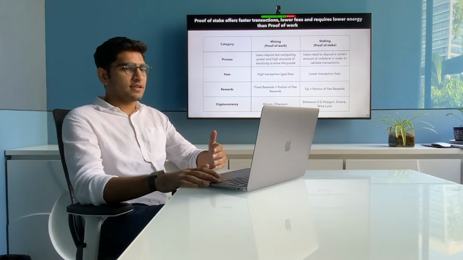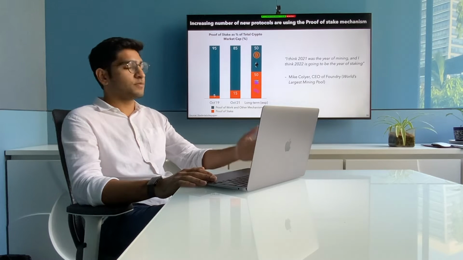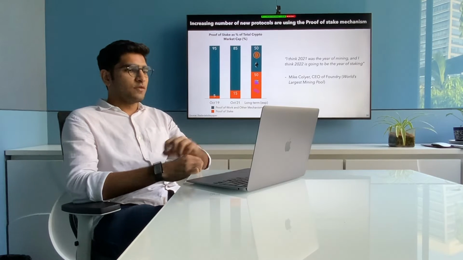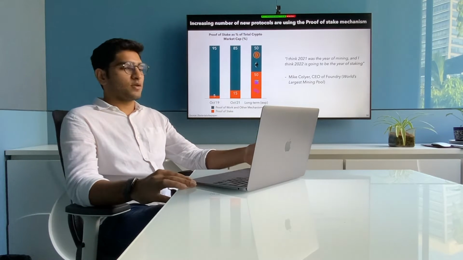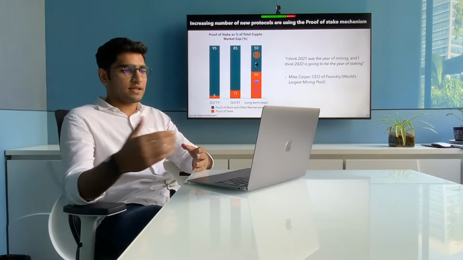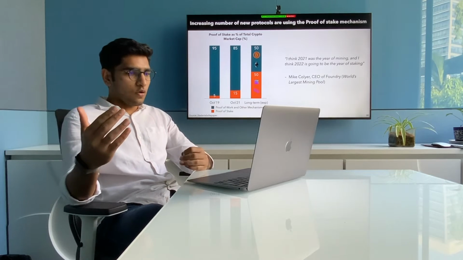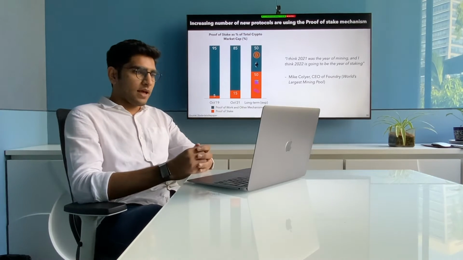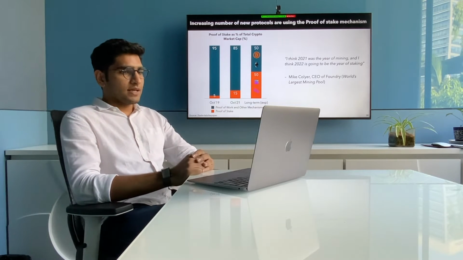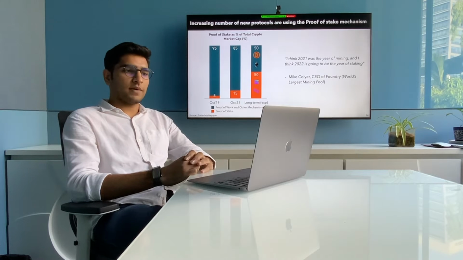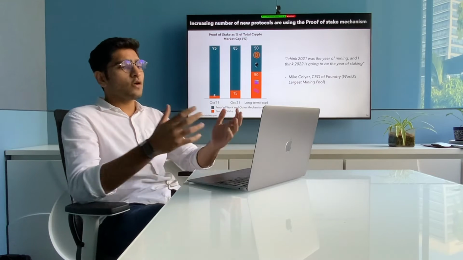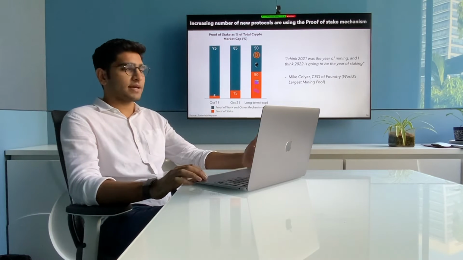And we are seeing this shift as an increasing number of new protocols are using the proof of stake mechanism. In 2019, proof of stake was only 5% of the total crypto market cap. Whereas today, in October 21, it has reached 15% and is expected to reach 50% over the next 4 to 5 years. Recently, Mike Collier, the CEO of Foundry, which is one of the world's largest mining pools, said he thinks 2021 was the year of mining and that 2022 is going to be the year of staking, which is a clear indication of more and more assets using the proof of stake mechanism.